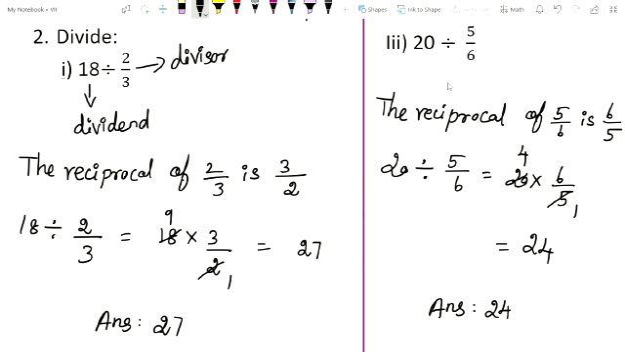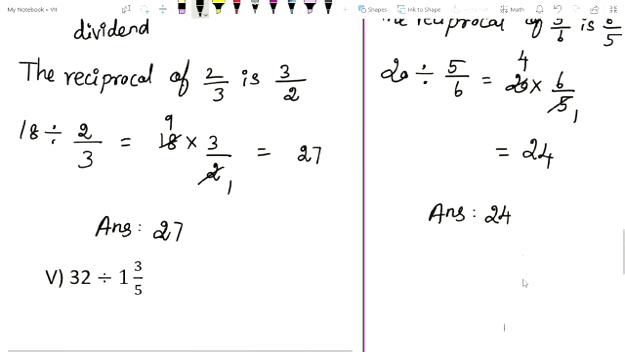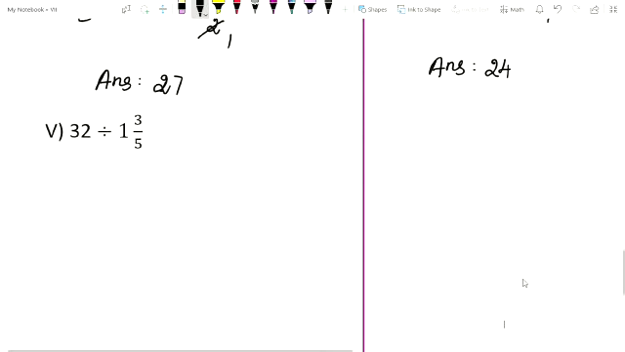See here, 20 divided by 5 by 6. The reciprocal of 5 by 6 is 6 by 5. So 20 divided by 5 by 6 equals 20 into 6 by 5. 5 ones are 5. 5 fours are 20. Now you multiply this. 4 sixes are 24. So what is the answer, children? 24 is the answer. See the next one.